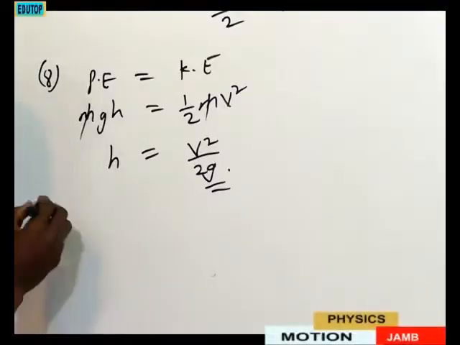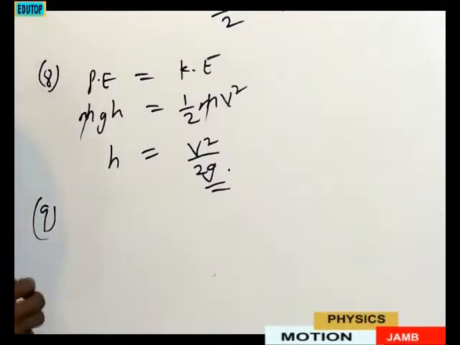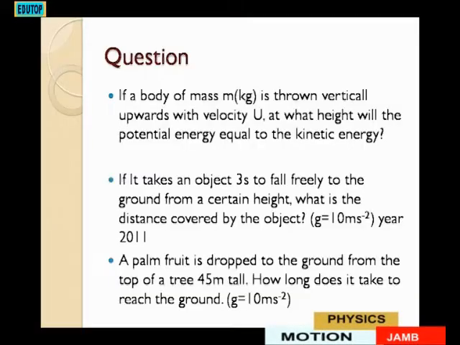Let's consider question number 9. Question number 9 says, if it takes an object 3 seconds to fall freely to the ground from a certain height, what is the distance covered by the object? We are given the time for the object to fall from that particular height. They ask what will be the distance covered by the object. This is what we are going to do.